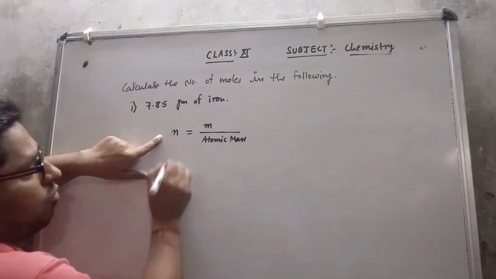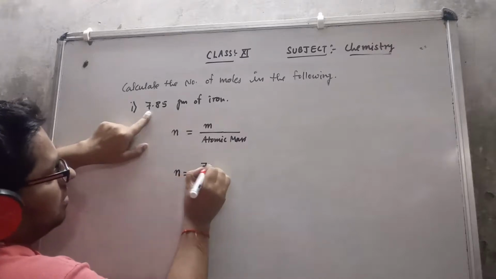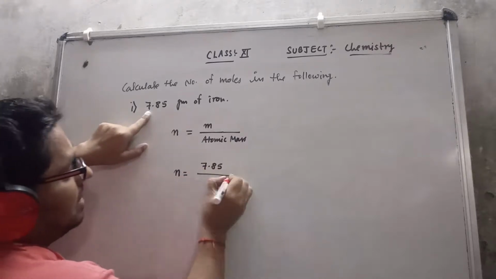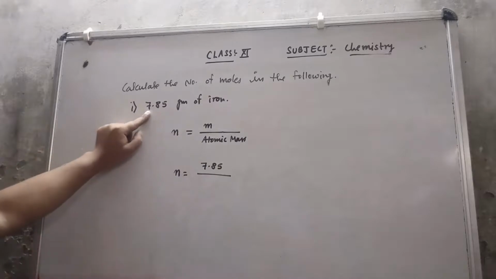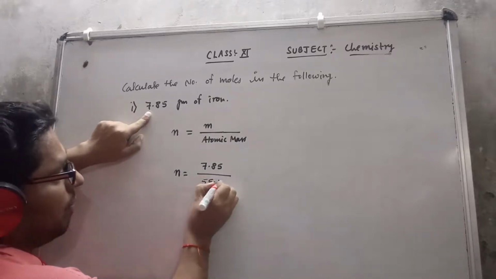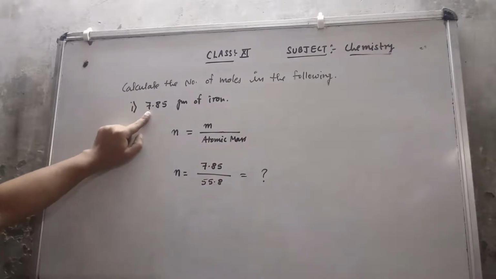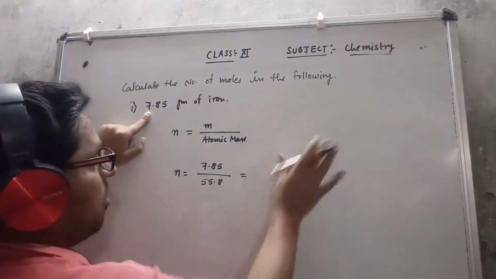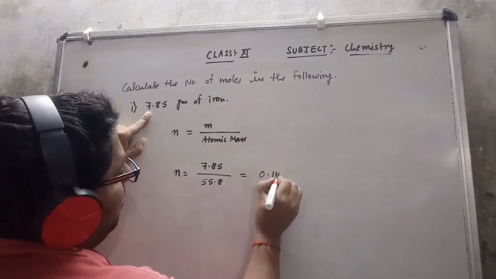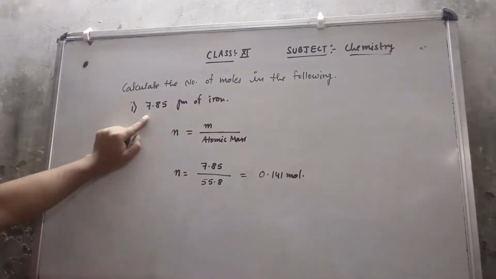Here you will use number of moles n equals mass, they have given us 7.85, and the atomic mass of iron, that is 55.8. You solve it and you get the number of moles. By solving it, I am getting the number of moles as 0.141 mole. I already discussed that formula with you in class 9th also.